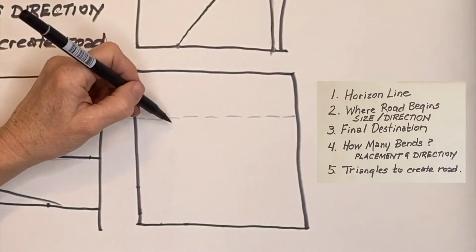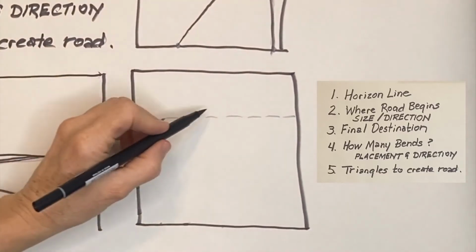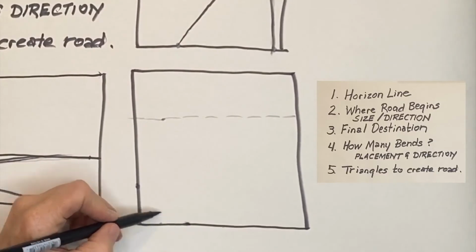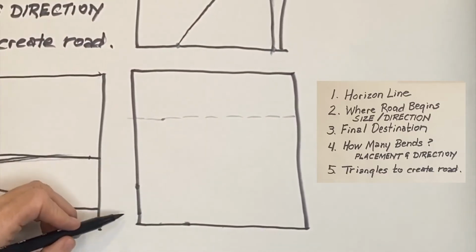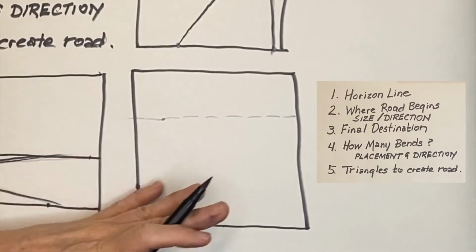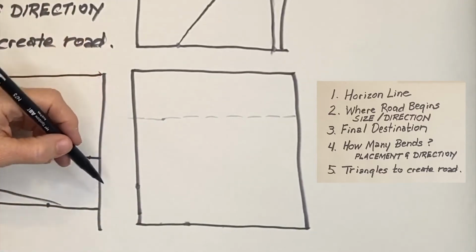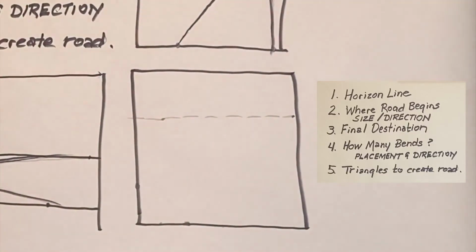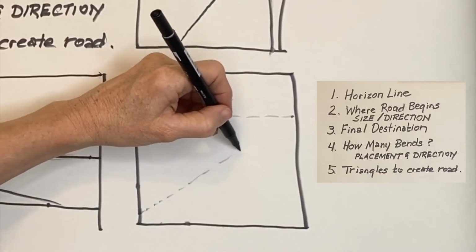So my final destination, I want back here, okay? So I've got my horizon line here, where the road begins, here and here, okay? I want it coming in. I've got my size right there. I've got my first initial direction of the road, and I've got my final destination, okay? Now, we'll determine how many bends in a minute, but let's first make this road sweep this way. That's the first direction of the road. So we're going to sweep this road way over there.